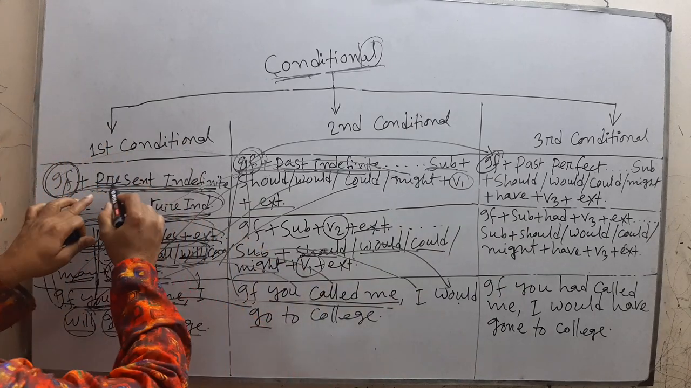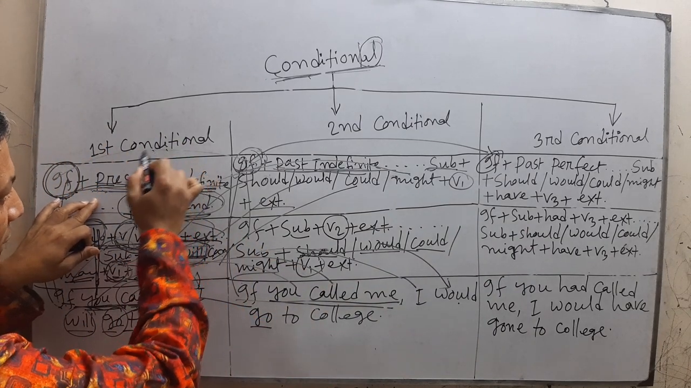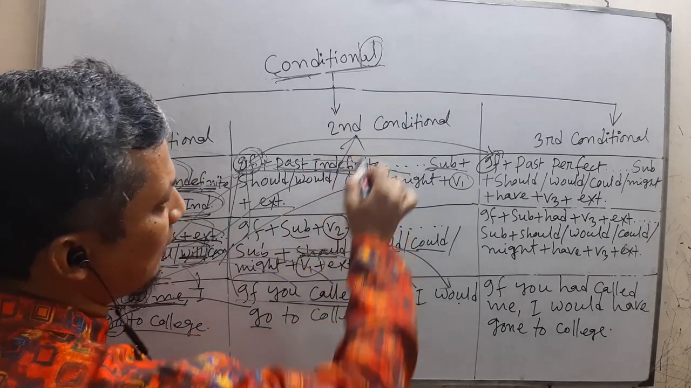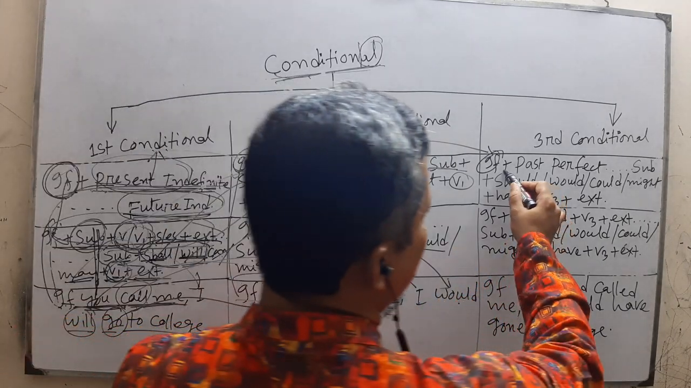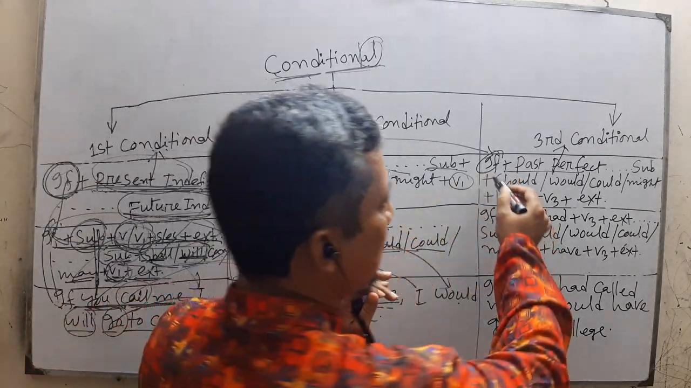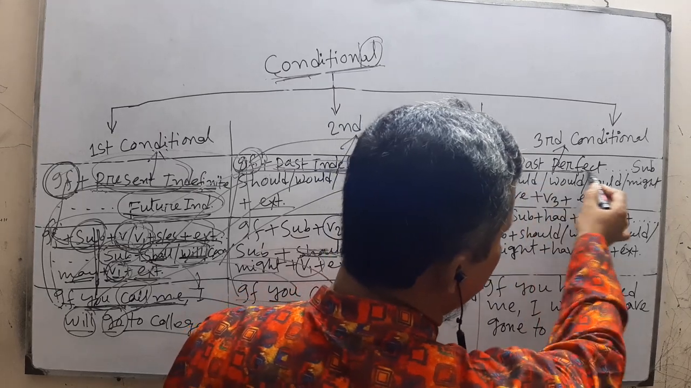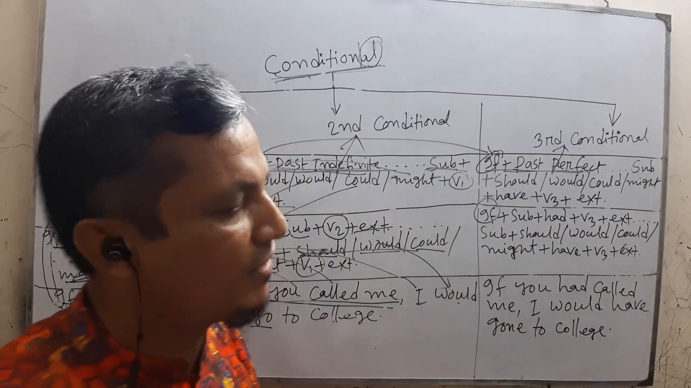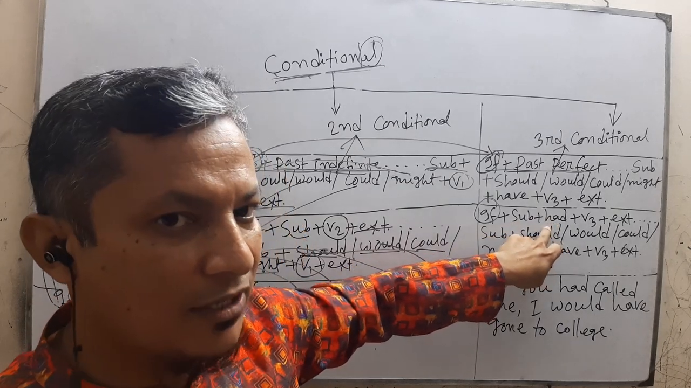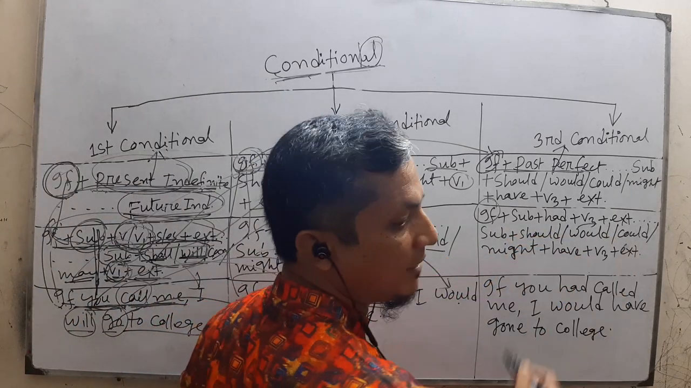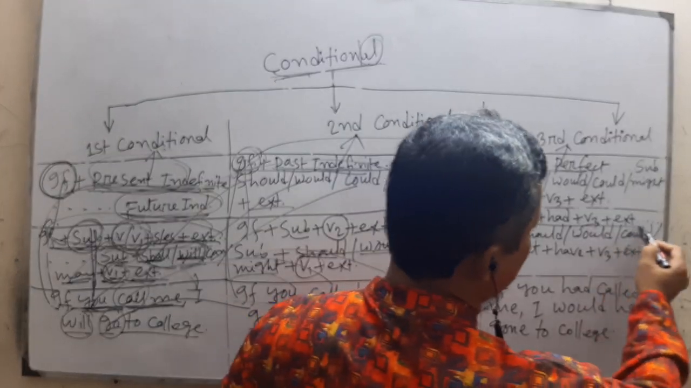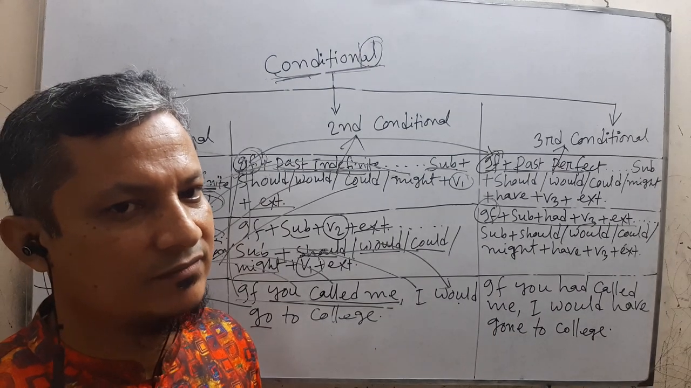Now in first conditional, the sentence will be related to present indefinite. Second conditional, past indefinite. And third conditional, past perfect. Am I clear to you, my dear students? Now, past perfect. If, what is the structure of past perfect tense? Subject. Then you have to add had. Am I clear to you? Then V3, that means the past participle form of the main verb, then extension. Am I clear to you, my dear students? Okay.